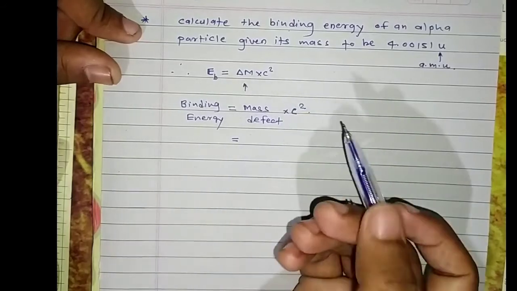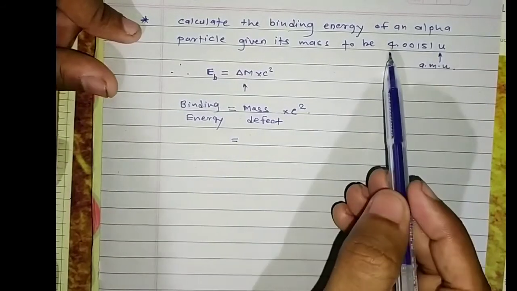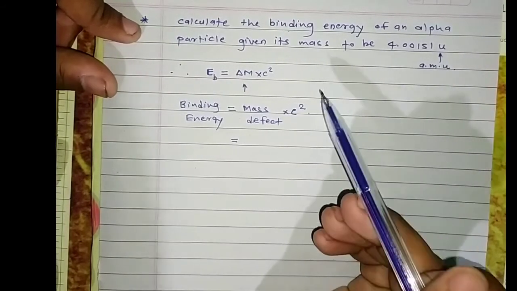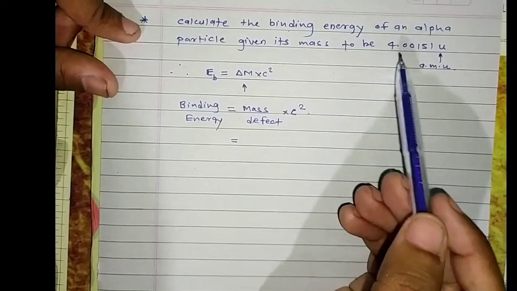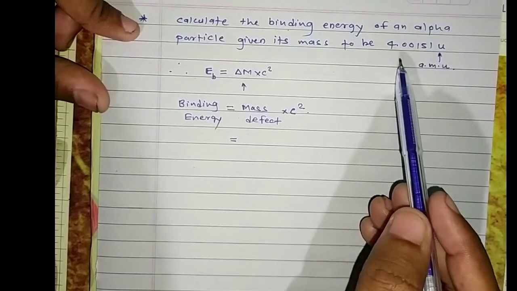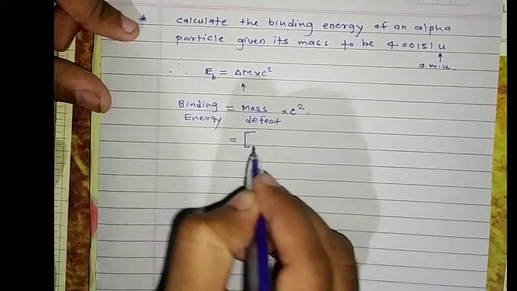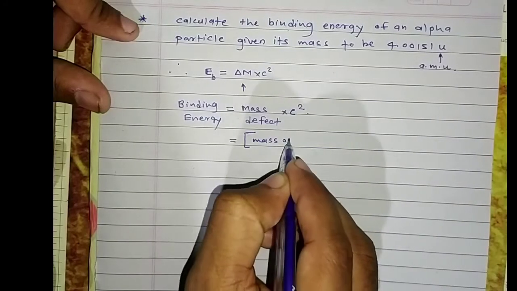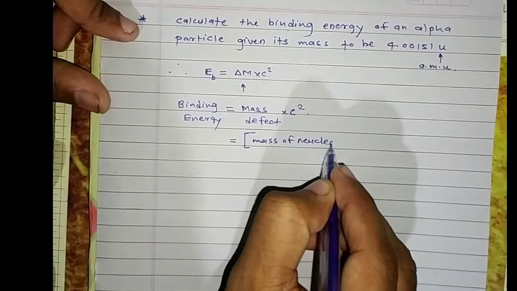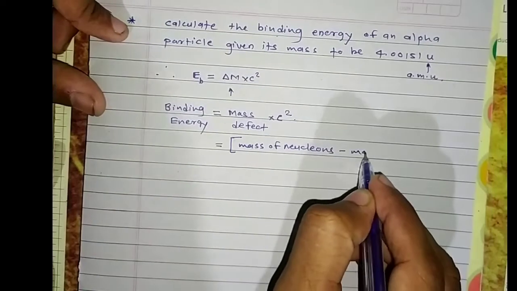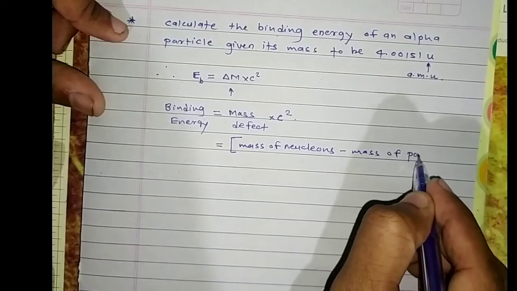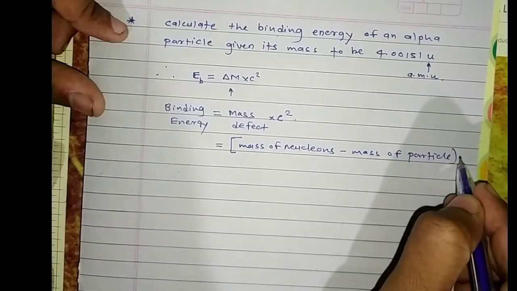Now what is that mass defect? Mass defect is nothing but, if you calculate the total mass of the particle, it is different than the mass of nucleons. So you have to subtract the mass of the particle from the mass of nucleons, and you will get the mass defect. So mass defect is the mass of nucleons minus the mass of the particle, into c square.